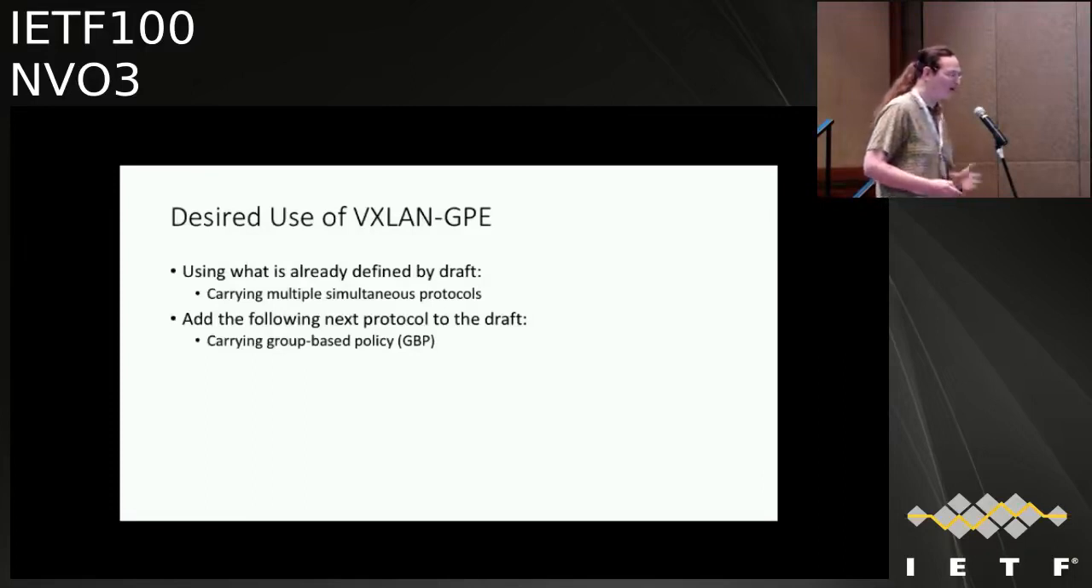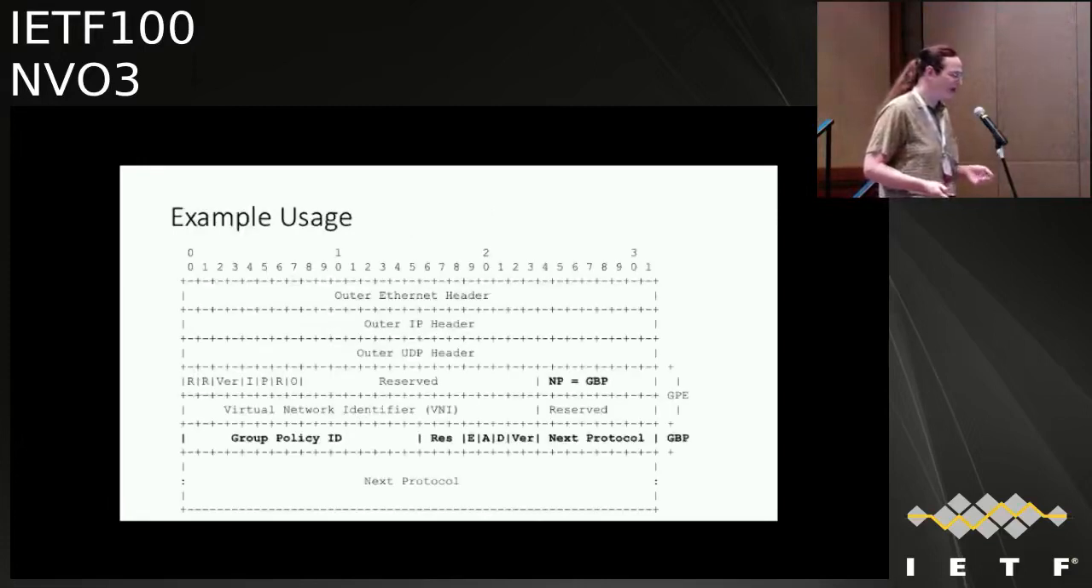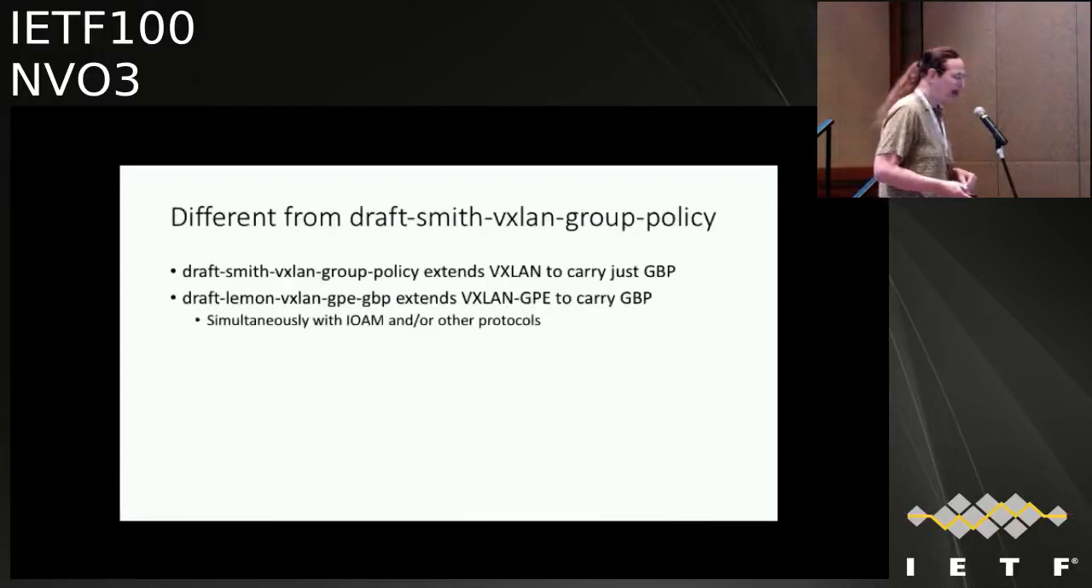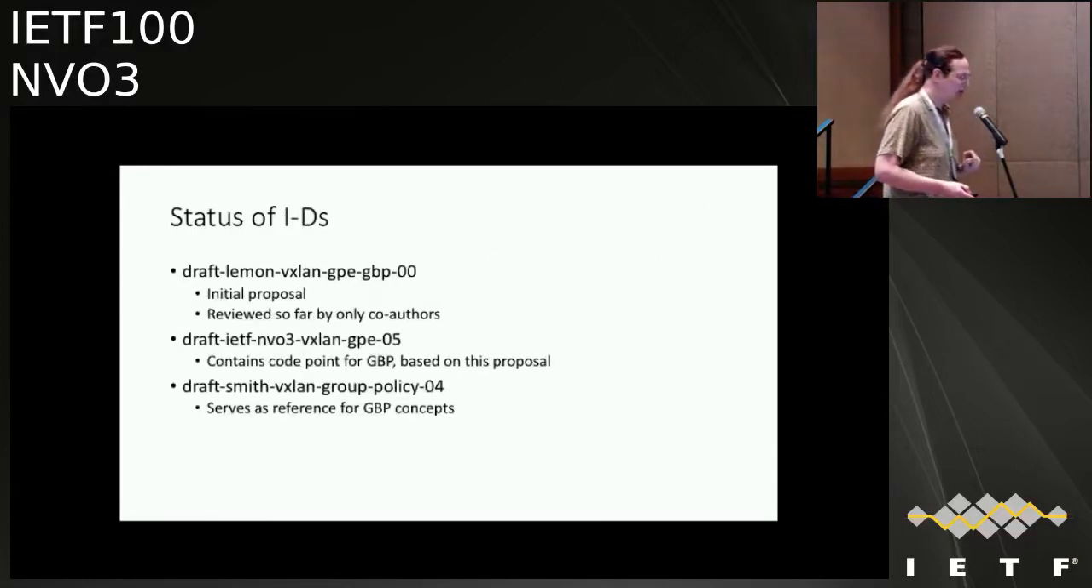The basics of it is it's just carrying a group-based policy and using GPE to carry it so that we can carry it along with other simultaneous subheaders such as IOAM. This is an example usage of it. You notice it's an extremely short little header, not much to it. And for those that might be familiar with the draft-smith VXLAN group policy, that extends VXLAN, and this is different in that it would extend VXLAN GPE.